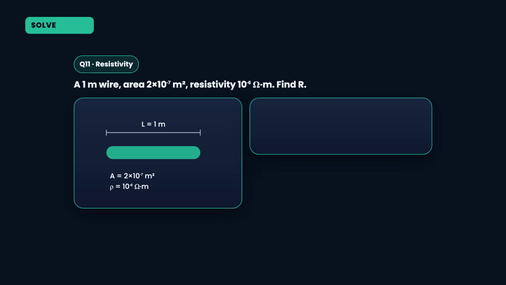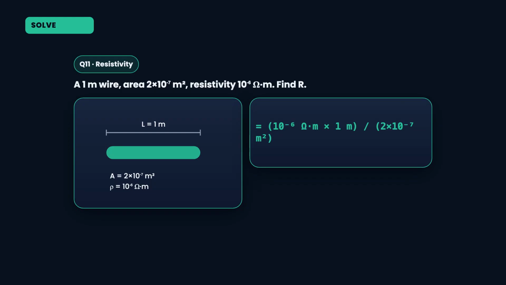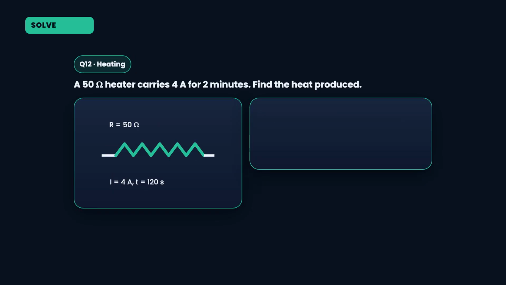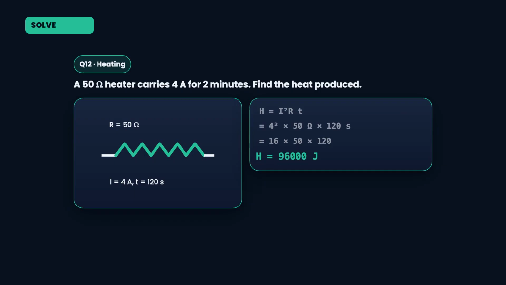11. A wire 1 meter long, area 2 times 10 to the minus 7 square meters, of a material with resistivity 10 to the minus 6. R equals ρL by A, which is 5 ohms. 12. A heater of 50 ohms carries 4 amperes for 2 minutes. Heat equals I squared Rt, 16 times 50 times 120 seconds, which is 96,000 joules.